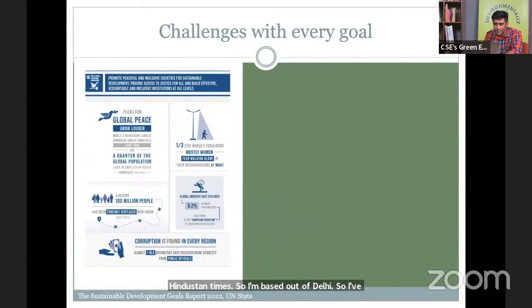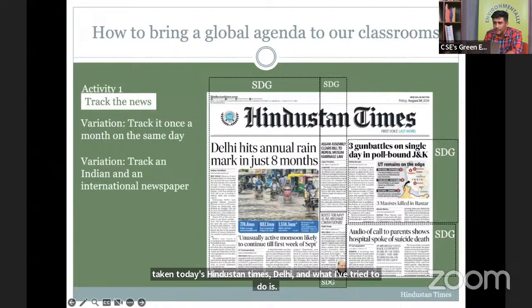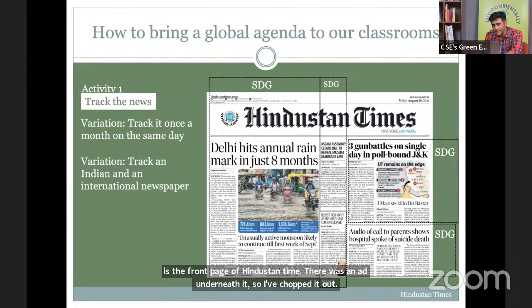And what I've tried to do is look at what the pressing news or pressing things were today. I would request all of you to type it out. This is the front page of Hindustan Times. There was an ad underneath it, so I've chopped it out. If you can identify what SDGs are affected.